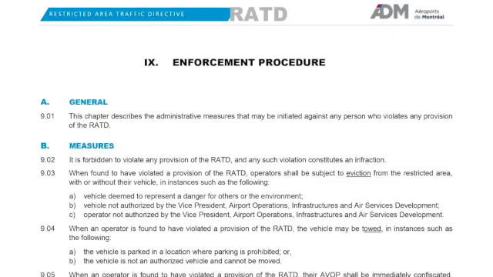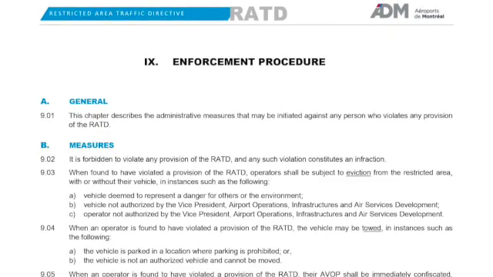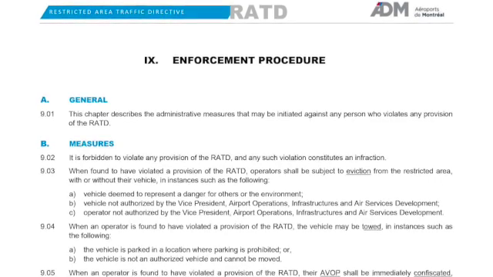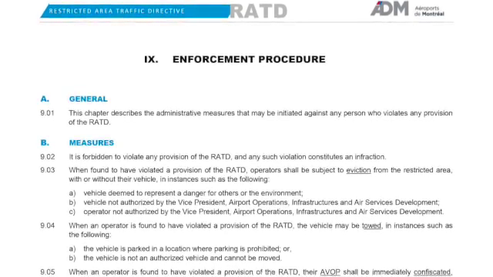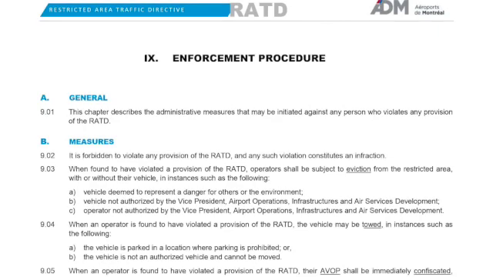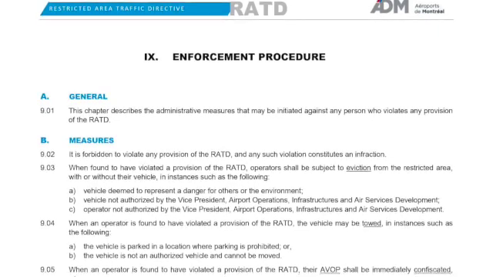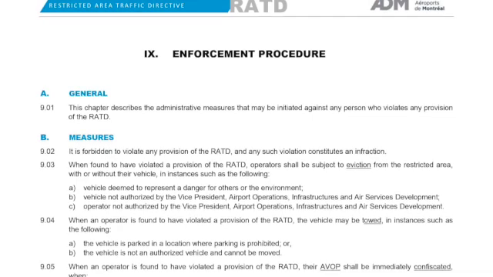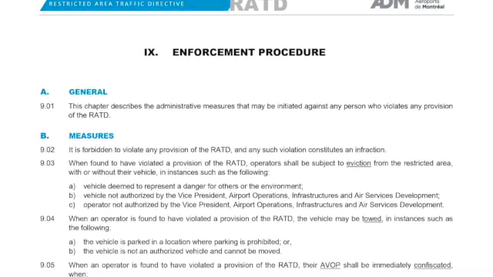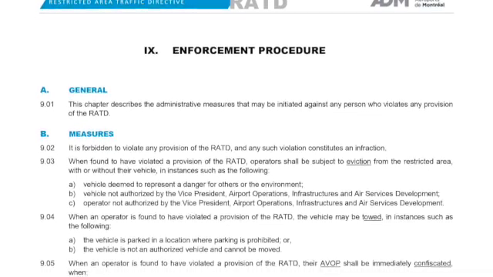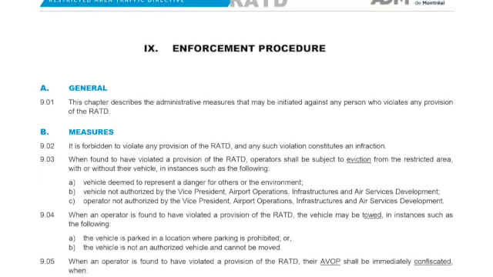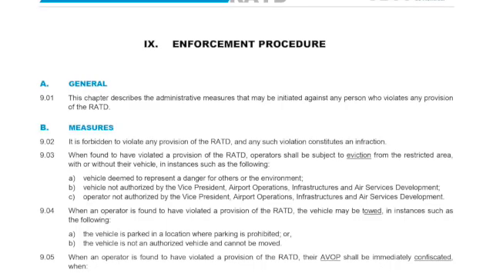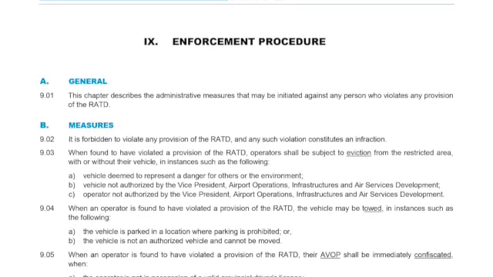9. Enforcement Procedure. A. General. 9.01. This chapter describes the administrative measures that may be initiated against any person who violates any provision of the RATD. B. Measures. 02. It is forbidden to violate any provision of the RATD, and any such violation constitutes an infraction. 03. When found to have violated a provision of the RATD, operators shall be subject to eviction from the restricted area, with or without their vehicle, in instances such as the following: A.